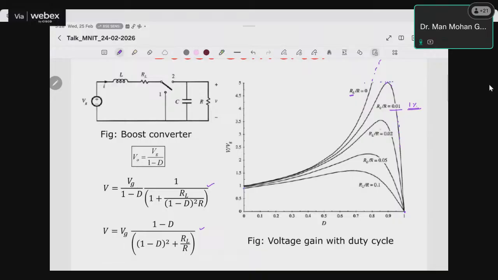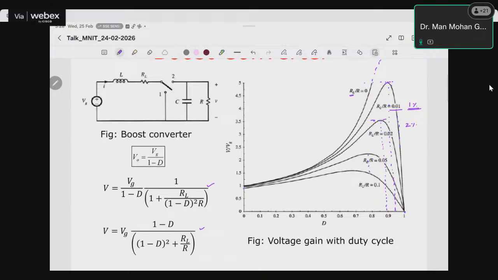Now this RL by R ratio has been increased, which means non-ideality has increased. So what is the impact? Now this value of D at which the maximum voltage occurs is further decreasing, right? Where non-ideality is lesser, the value of D at which maximum voltage occurs is more and the maximum voltage is more. But due to the increase in non-idealities, the peak also gets reduced, and the value of duty cycle at which the peak occurs also gets reduced.